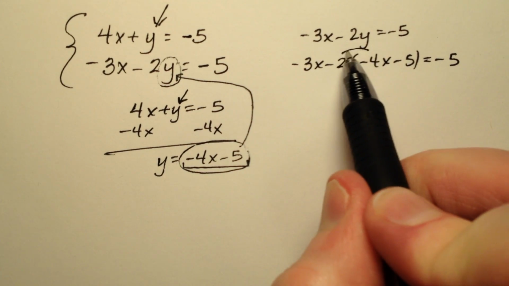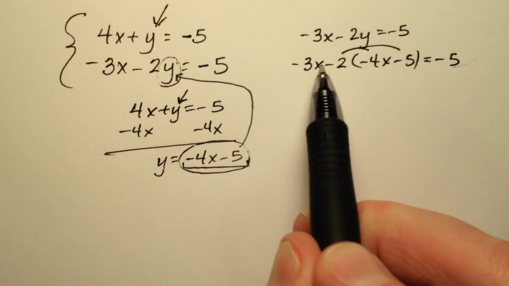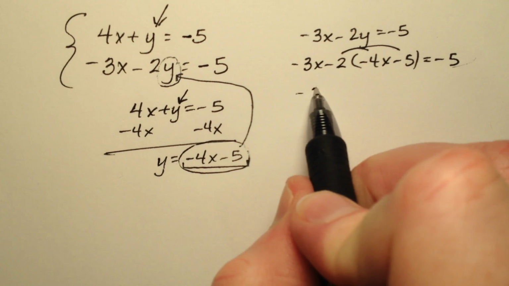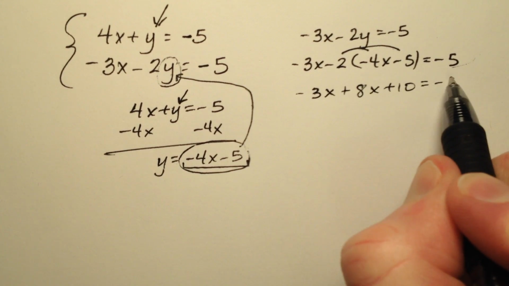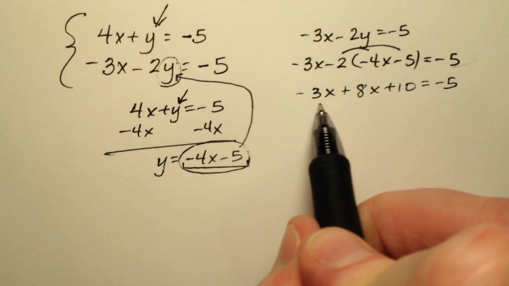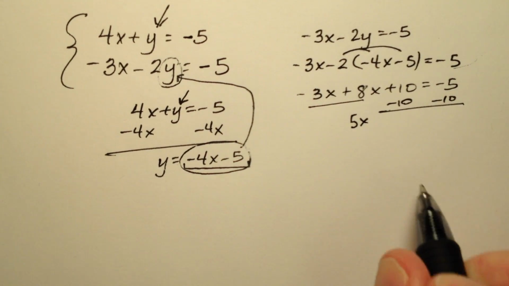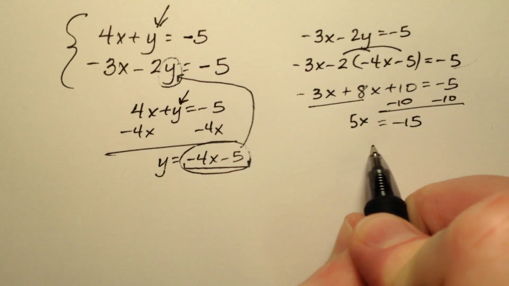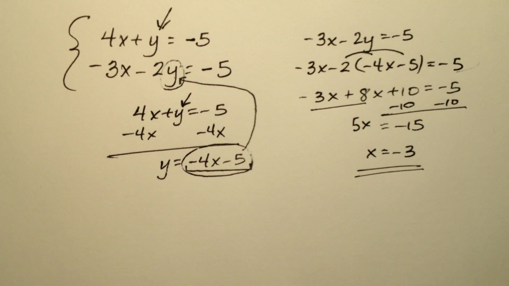And then it's just a matter of solving for x, since now I have a single equation and a single variable. So I'm going to use my distributive property and get positive 8x plus 10. Combine my like terms. Subtract 10 from both sides. And it looks like x equals -3.